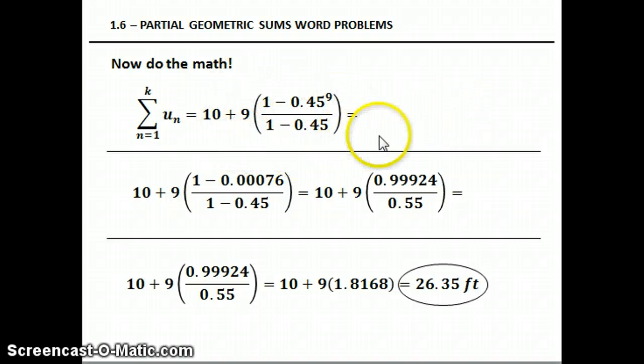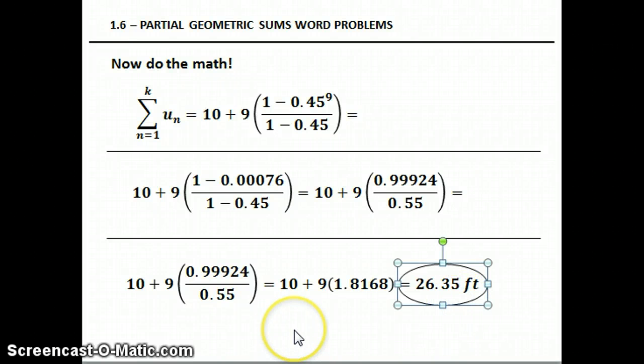So it starts out here, and 0.45 to the 9th power, you're going to have to round a little bit here. It's going to be 0.00076 if you round correctly. Then go ahead and do the subtraction, and you get this. Then you do the division, and you end up with 1.8168 times 9 plus 10, and believe it or not, that comes down to a very convenient answer of 26.35 feet.